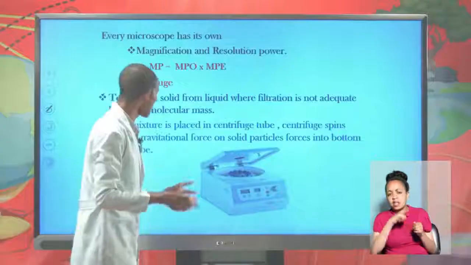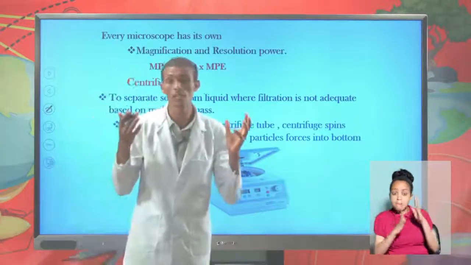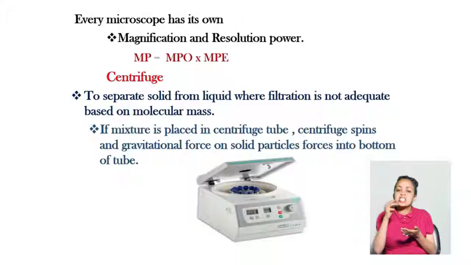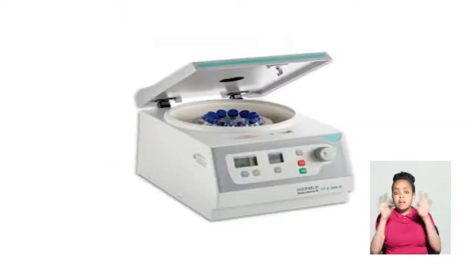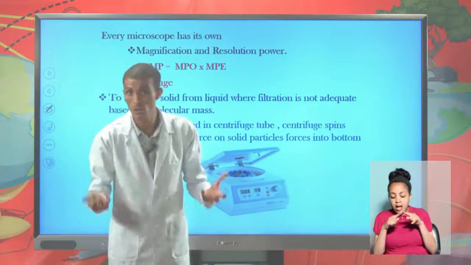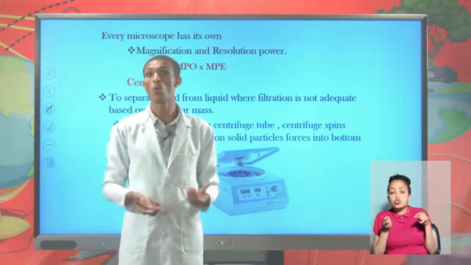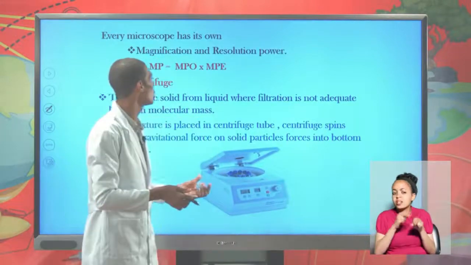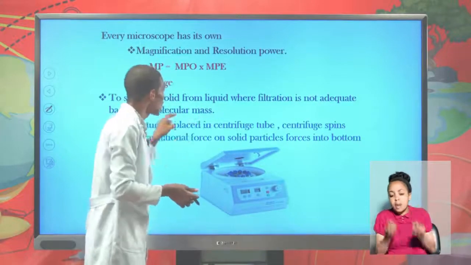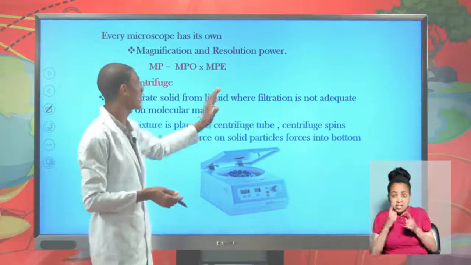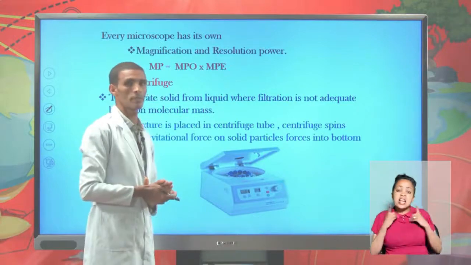Another very important tool that biologists use in the laboratory is the centrifuge. The centrifuge is very important in separating solid from liquid when simple filtration is not adequate. It works based on the mass or weight of matter, as mass and density vary.